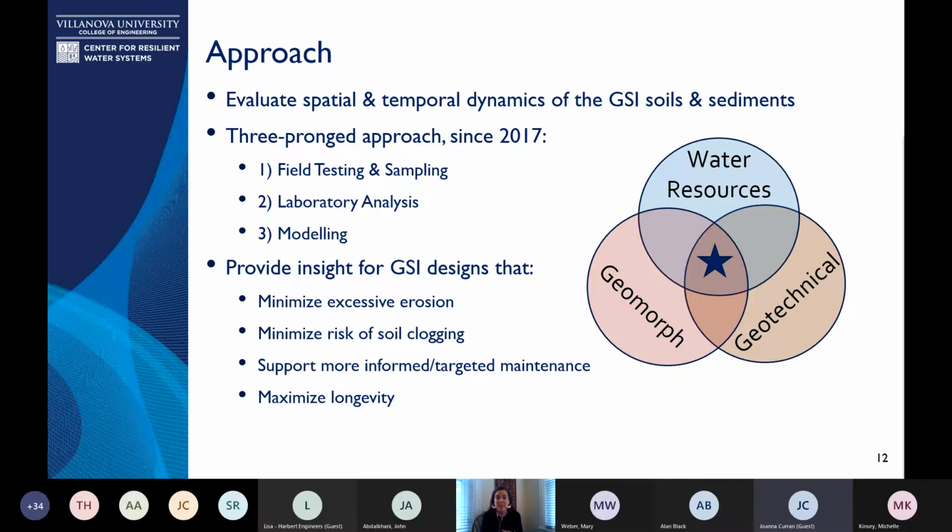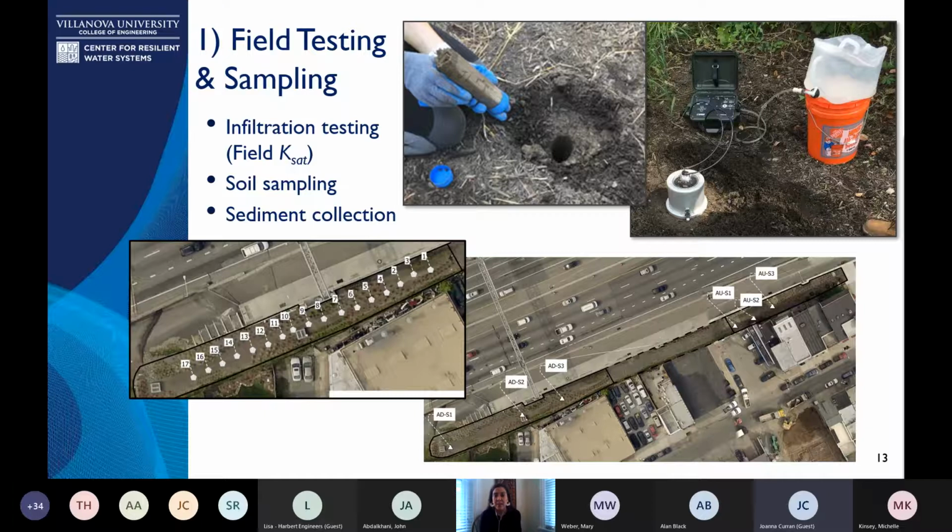So essentially what we're doing is we're integrating an approach of water resources and fluvial morphology and geotechnical analysis to come together for a solution of understanding where sediments are going on the surface. And a lot of this work that I'm presenting was done by Dr. Richard Ampelma, who was the PhD student on this project.